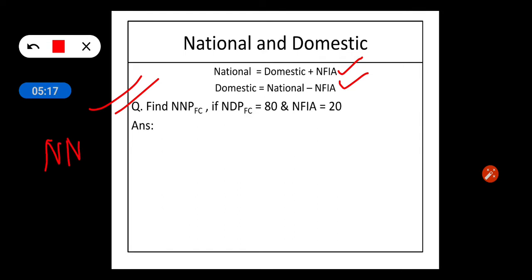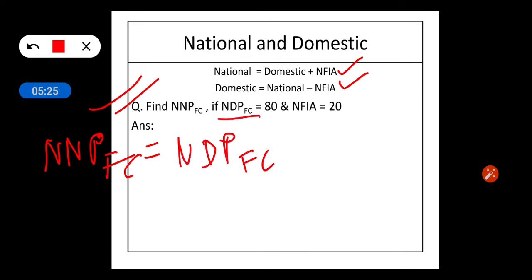NNP at FC is what you have to find from the given NDP at FC. Now let us start the conversion. Like I have said earlier, we have to check this factor first. FC, both have the same factor, no conversion is needed. Secondly, gross or net. Okay, we have net here, and on the other side we also have net, so no conversion is needed here.